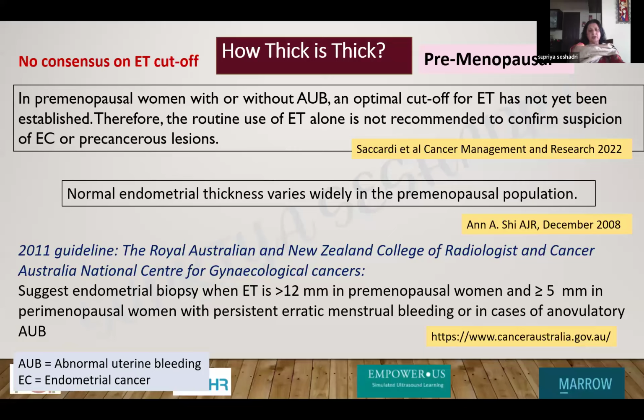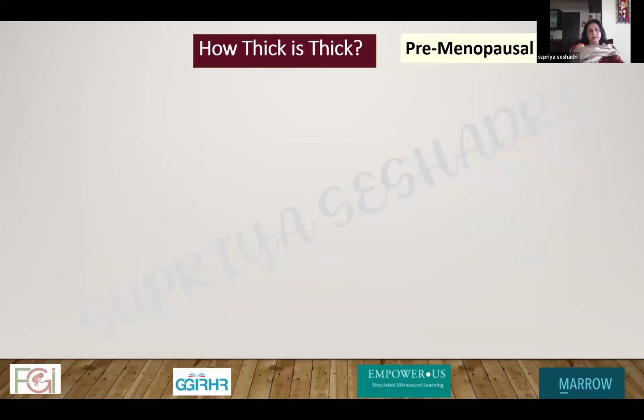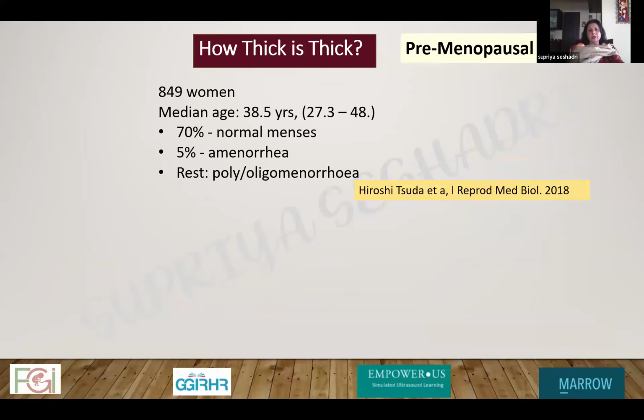The Royal Australian and New Zealand College opined that we suggest endometrial biopsy when the thickness is more than 12 millimeters in premenopausal women and more than or equal to 5 millimeters in postmenopausal women, or in cases of anovulatory AUB. Then what about the group of premenopausal women?